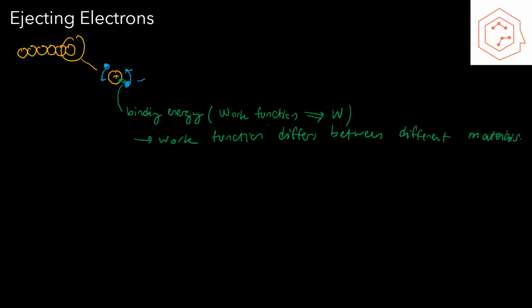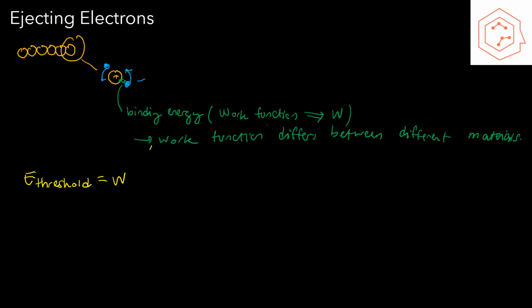So the work function of sodium is going to be different from the work function of zinc, which is going to be different from the work function of gold. And the way that the photoelectric effect works is that we're going to have a minimum threshold energy. We're going to have an E threshold, which is equal to the binding energy, or the work function of our material. So we'll write the work function instead. We're going to have an E threshold, which is equal to W.